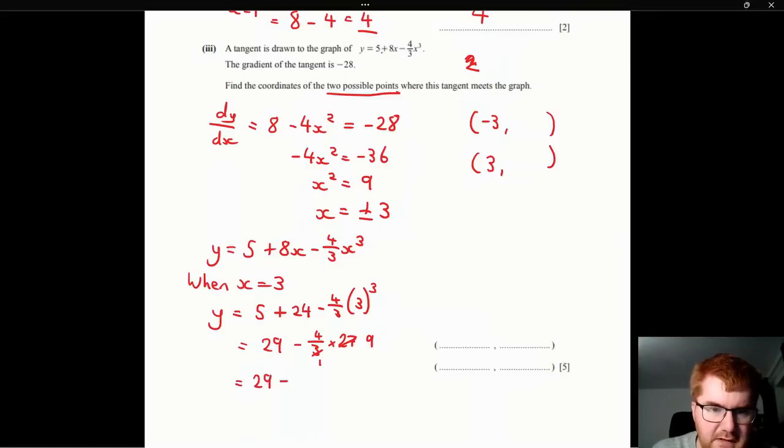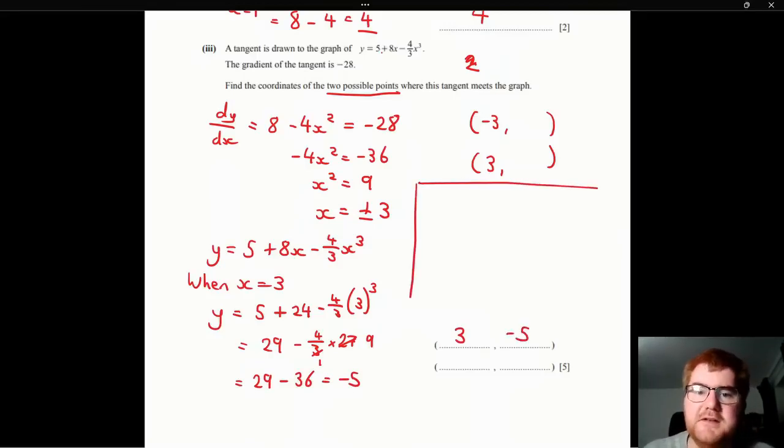It gives us 29 minus 36, which is minus 5. So our first coordinate will be 3, minus 5. And we do exactly the same process for minus 3.